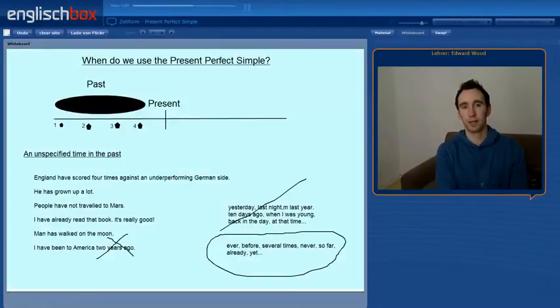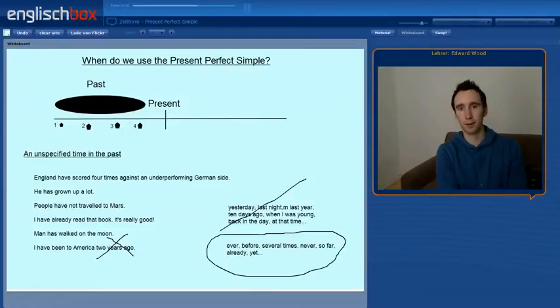On this slide, we can see another table, another graph, displaying when or how we use the present perfect simple. We use the present perfect simple for an unspecified time in the past, for an action that happened at an unspecified time in the past. If we look at the example sentences, we may be able to understand this a little bit better.